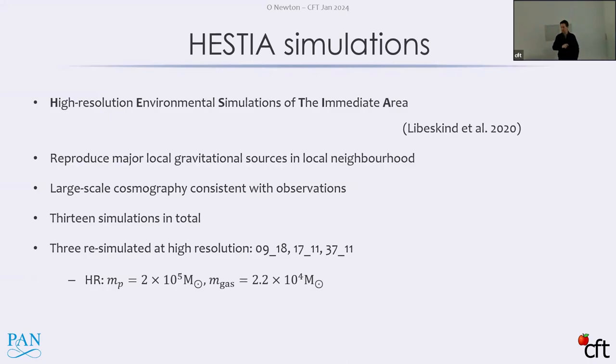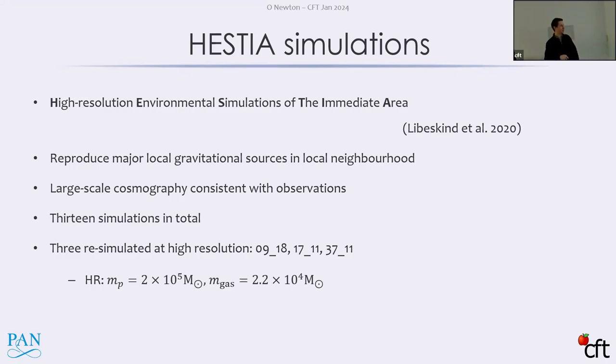So this is where the HESTIA simulations come in. These are what I used in this paper last year. It stands for High-resolutiон Environmental Simulations of the Immediate Area. I did not create that acronym, so please don't blame me for that one. And as I say, they're designed using the observation of the velocity field to reproduce the major local gravitational sources in our local neighborhood. And it consists of 13 magneto-hydrodynamic simulations of the Local Group. So these are simulations where we've added in prescriptions of baryonic physics, magnetic fields, and so on, at a population level to try to estimate how galaxy formation will proceed in this kind of environment.